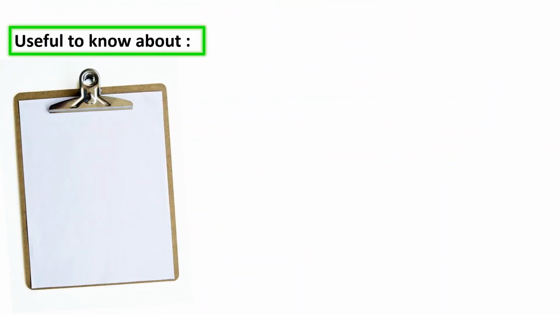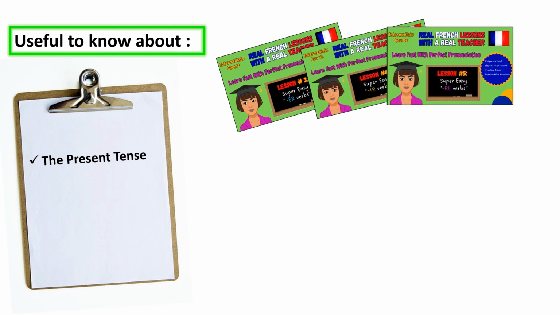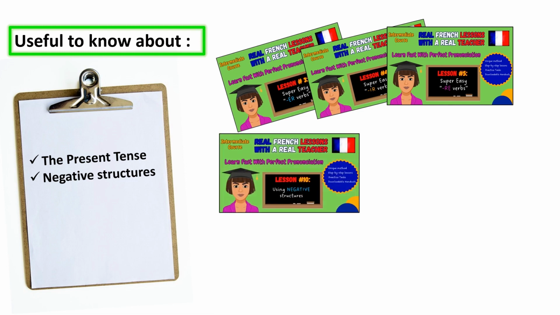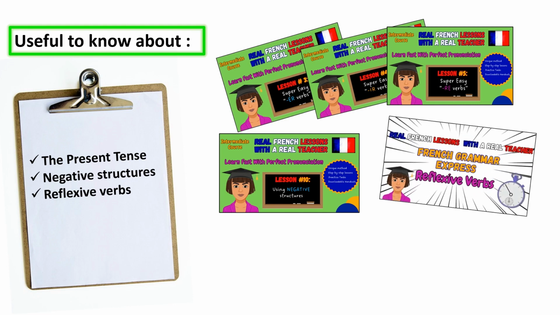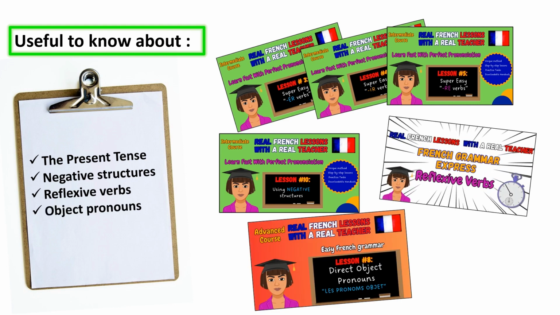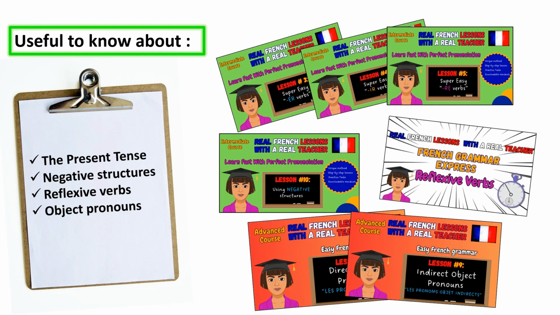Before we start on the imperative itself, there are a few things that you may want to have a look at and useful to know about. The first one is the present tense. Now, I've made some videos about the present tense that you may want to watch before. The other thing that might be useful is negative structures. Again, I've got a video on that. Reflexive verbs and object pronouns. There's a couple of videos on direct object pronouns and indirect object pronouns that you might find useful.